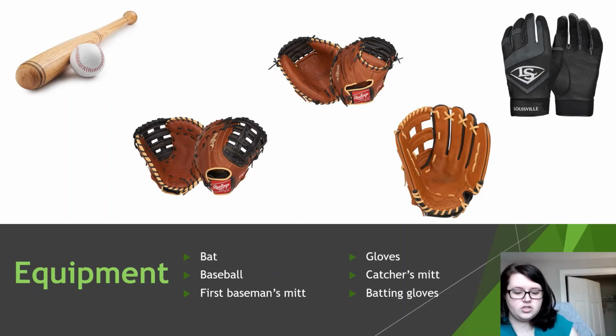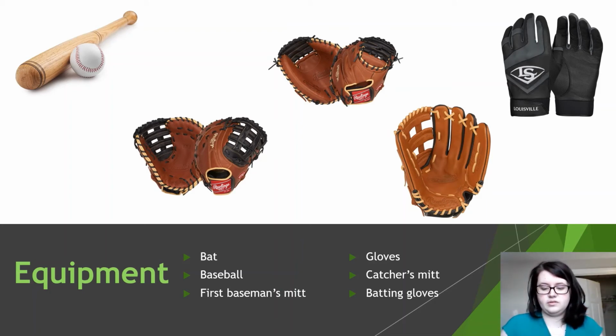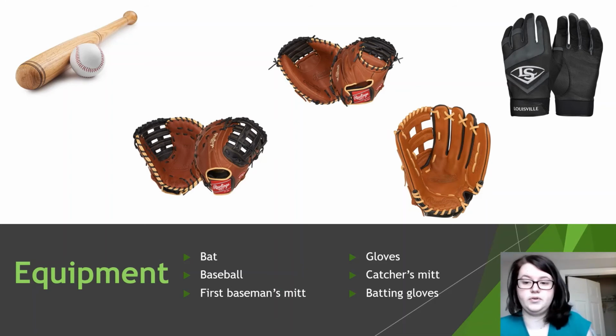This is just to protect their palms. It has a webbed pocket between the thumb and the first finger, and each finger is separated inside the glove. And then we have our batting gloves, which are just for when you're up at bat. They help give additional grip when holding the bat.